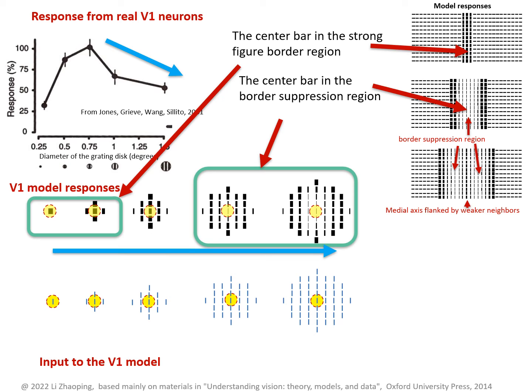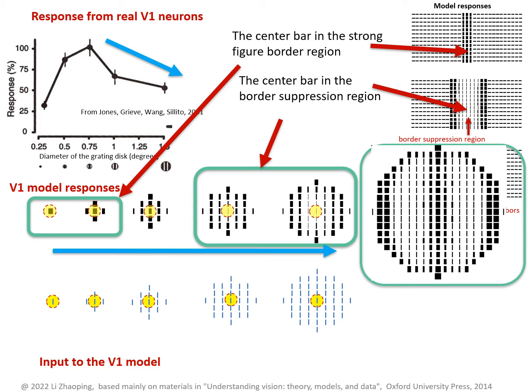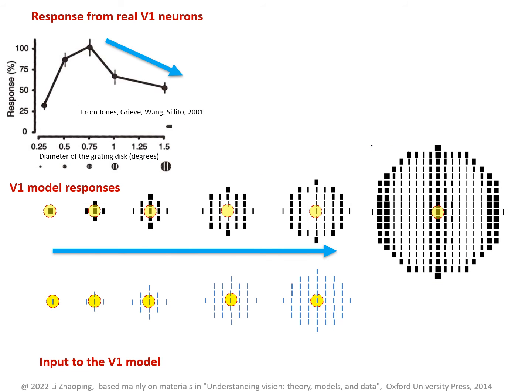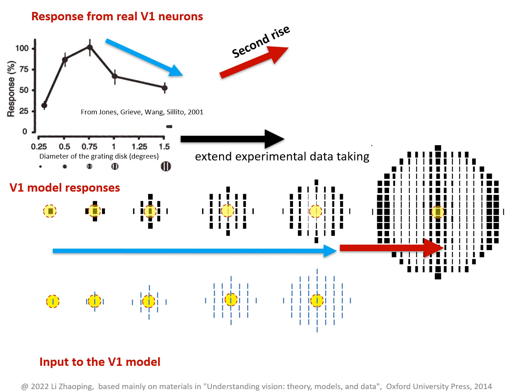Then we can expect that as the grating becomes even larger, we should encounter the situation when the center response recovers, when they should be highlighted as part of the medial axis. And this indeed happens. This is the response pattern to an even larger grating. And here is a strong response to the medial axis of this grating. This means that at a certain point for an even larger grating, the real V1's response should increase again.